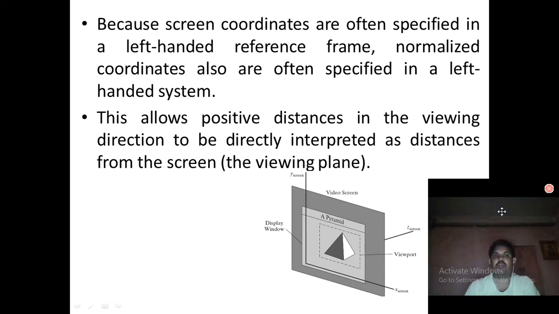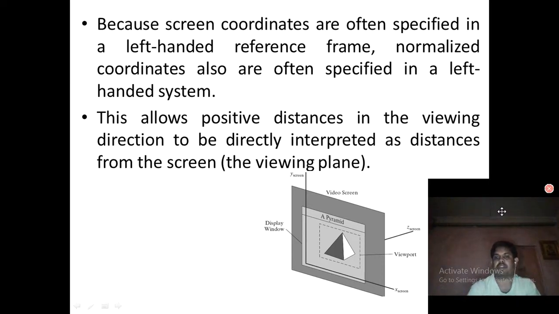Normalized coordinates are also often specified in the left-handed system. This allows positive distance in the viewing direction to be directly interpreted as distance from the screen or the viewing plane. Distance from the screen means whatever distance from the screen is there, that is the positive direction.